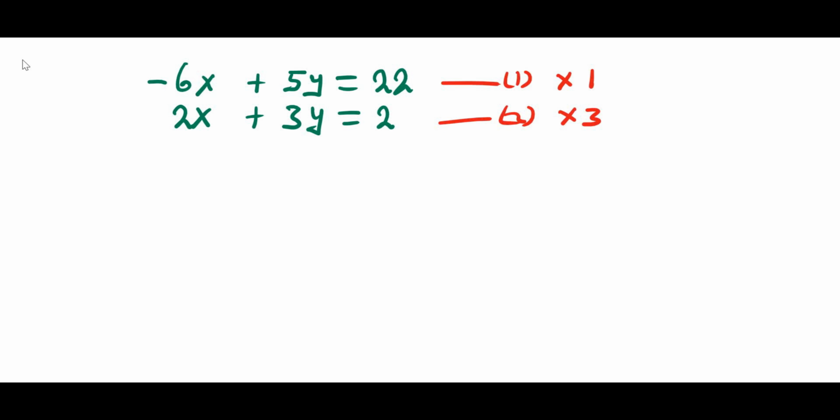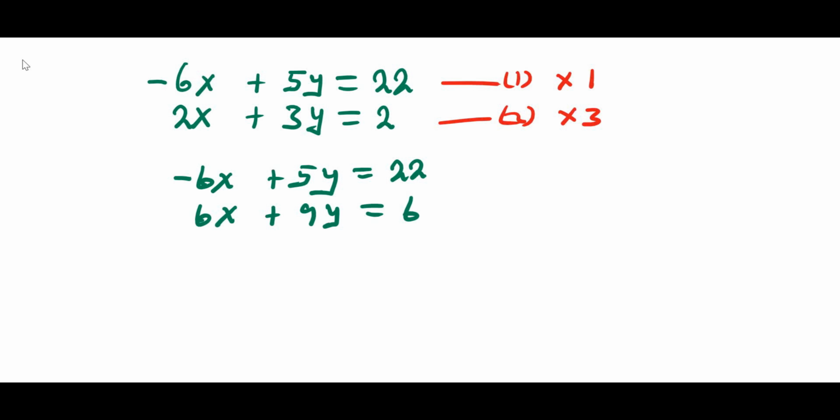So negative 6x times 1 remains negative 6x. And plus 5 times 1 remains plus 5y. 22 times 1 remains 22. And 2x times 3 will give us 6x. And 3y times 3 will give us 9y. And 2 times 3 is 6.